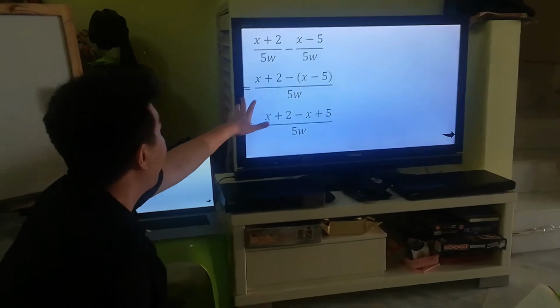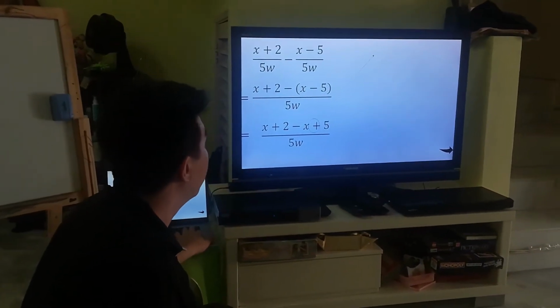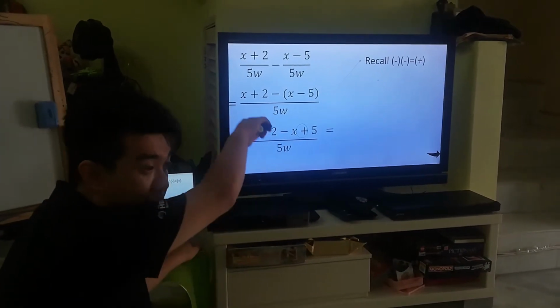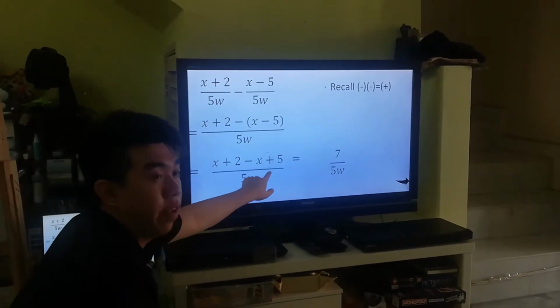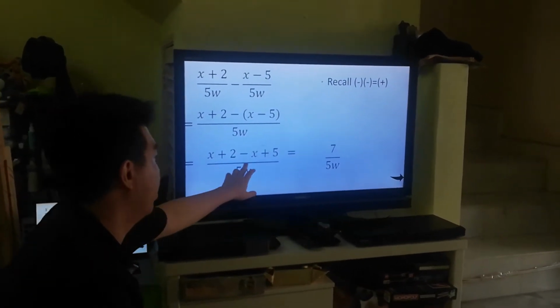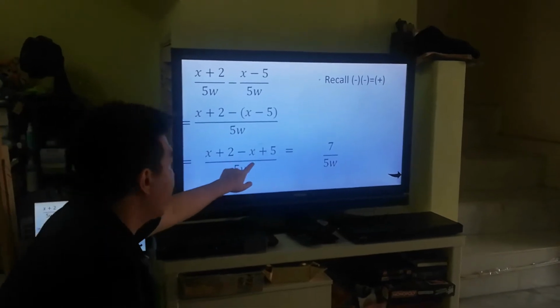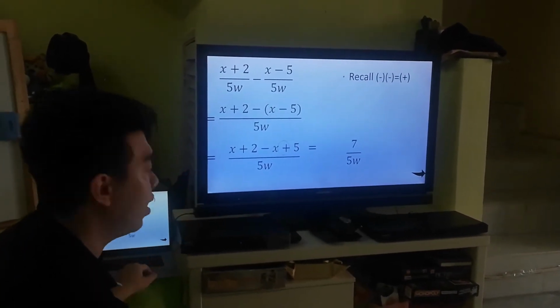Okay, now once you get it, you get this. So before negative, get positive. Instead of here, negative get positive. So after that, once you do it, you just cut the same thing. X minus x you get 0. 2 plus 5 equals 7. So you get 7 over 5w.